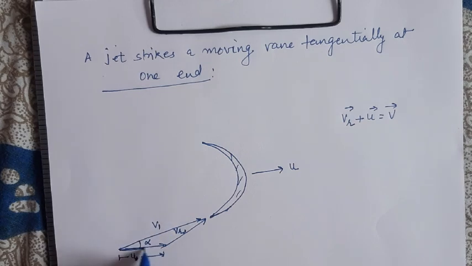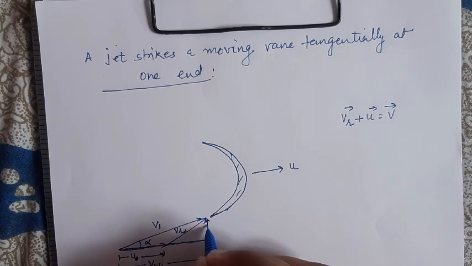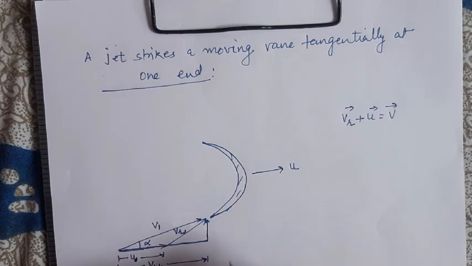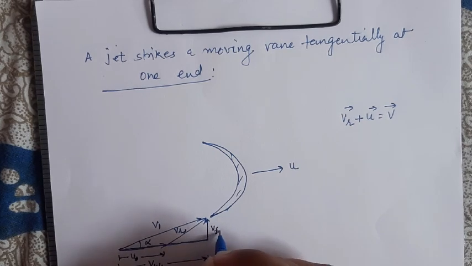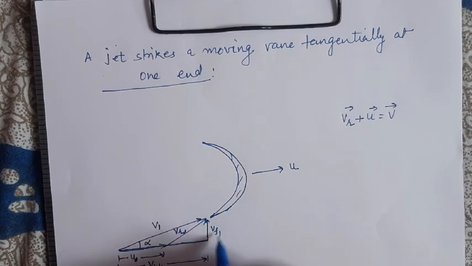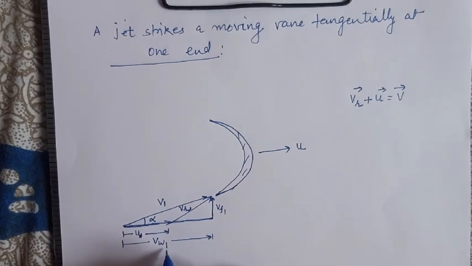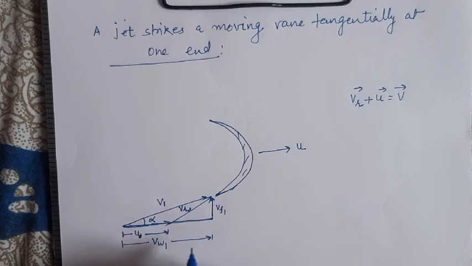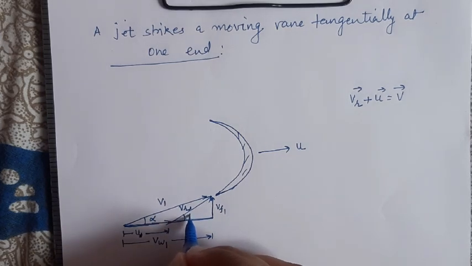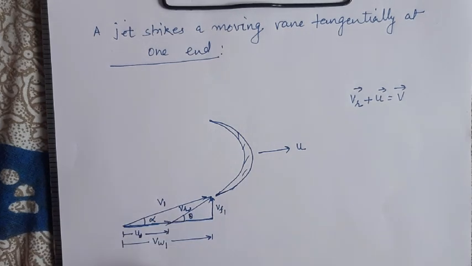I made two components of v1. One is along the direction of motion of the vane, which is known as the whirl component vw1, and one component is perpendicular to the direction of motion of the vane, that is vf1. Vf1 is known as the flow velocity at inlet, and vw1 is known as the velocity of whirl at inlet. That's what we have seen. This angle is theta, which is the blade angle at inlet.